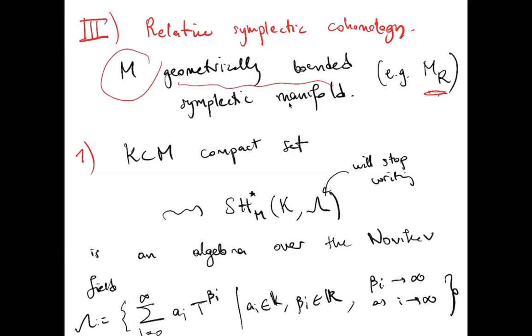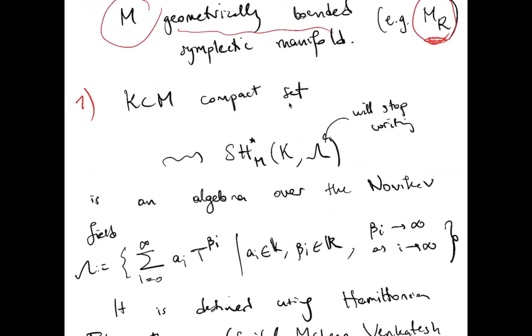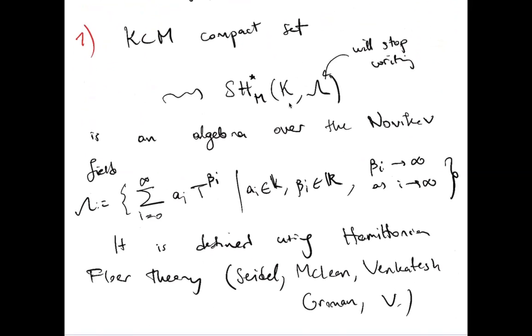And so one example of a geometrically bounded symplectic manifold is this MR. So you can construct some almost complex structure on MR using its Eigenray diagram that shows you that this manifold is geometrically bounded. So you can use, let's say, monotonicity techniques to get C0 bounds, to get Gromov compactness. Okay, so it's defined for any compact subset. It's an algebra over the Novikov field, where the Novikov field is this guy for me.